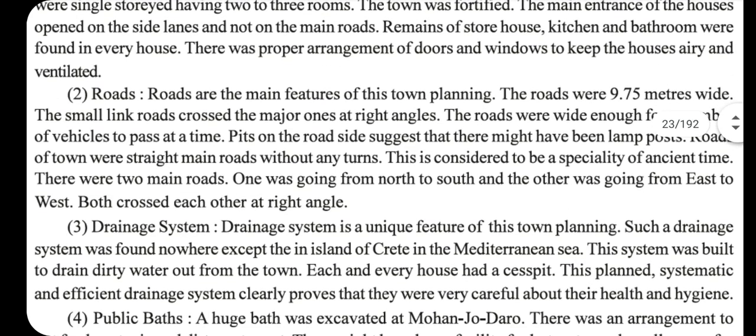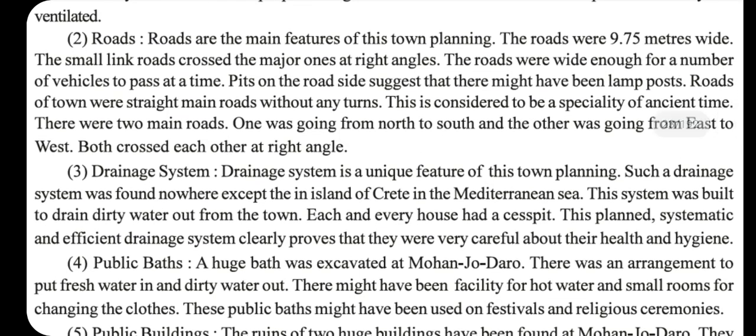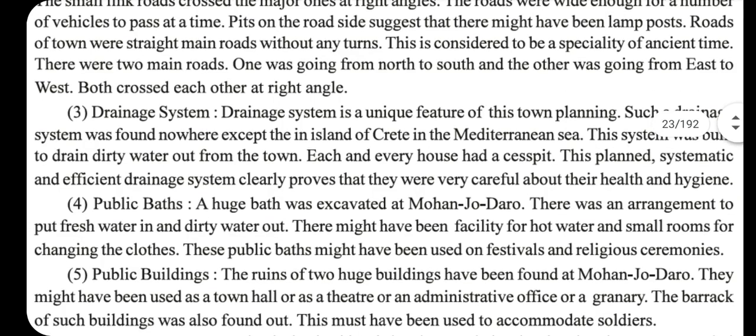Also, roads were the main feature in this town planning. The roads were 9.75 meters wide. Small link roads were connected to the major ones at right angles only. Two main roads crossed each other at right angles. One road passed from east to west and another from north to south. There are also remains that signify that there were lampposts.